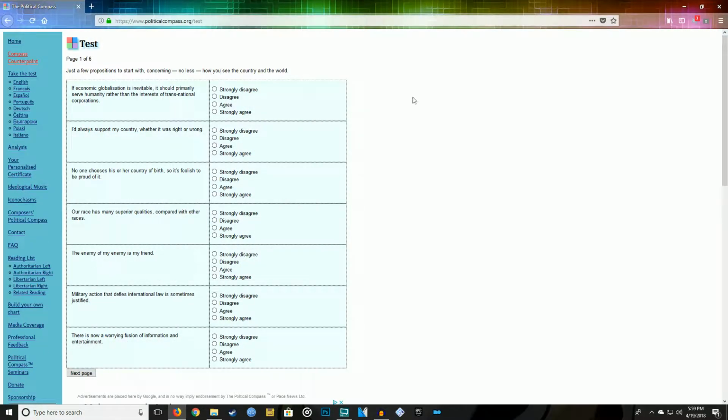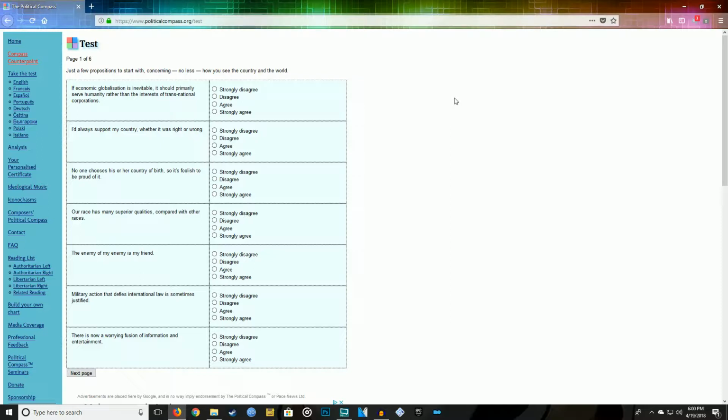So we'll take the test. Okay, so there's 6 pages, and there's lots of questions. There are no right or wrong answers on this test. It's just to show you where you align with politically. And then we'll discuss the results at the end. But let's go ahead and start this.